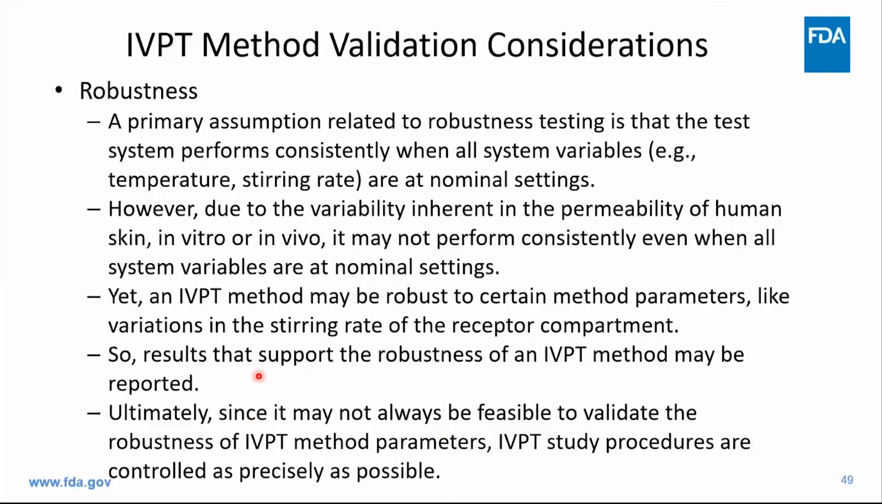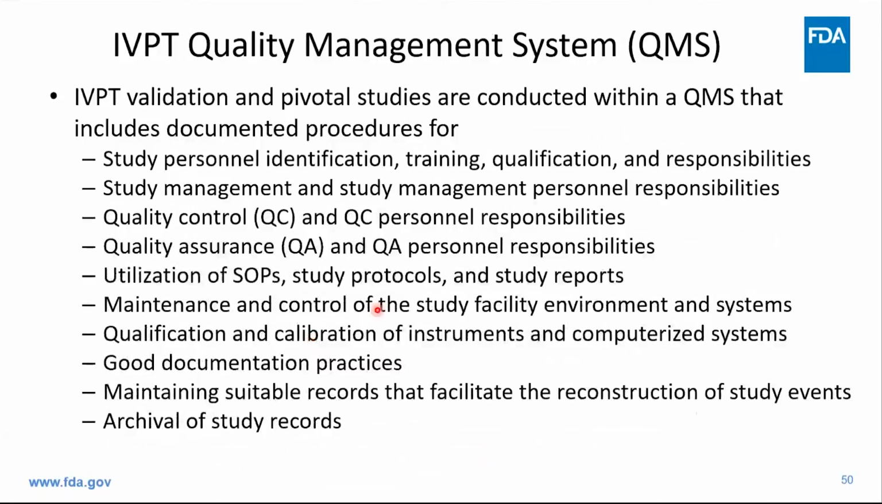But since it's not always feasible to validate the robustness, the more important part is to control the study procedures. Make sure that they're well controlled as precisely as possible. And then you know that the conditions that you're working with are well controlled. So how do you control it? Well, it's very important to have a quality management system, specifically one that incorporates the relevant principles of good practices for well-controlled studies.